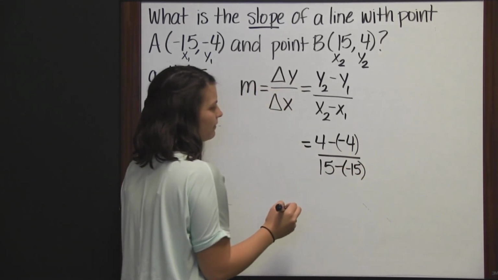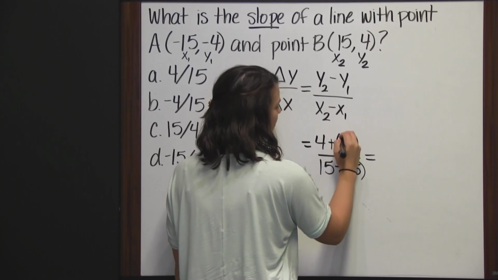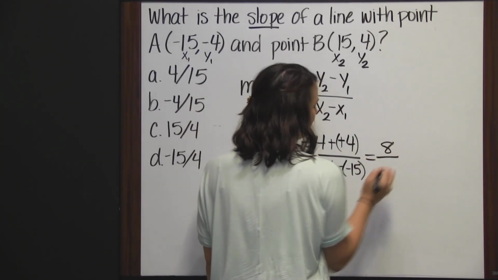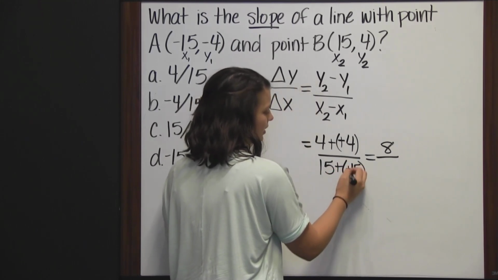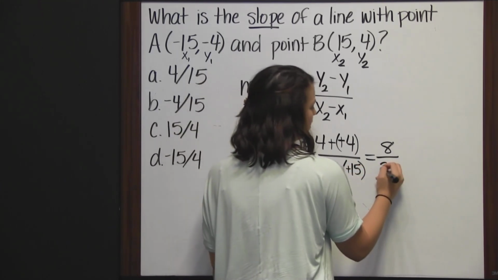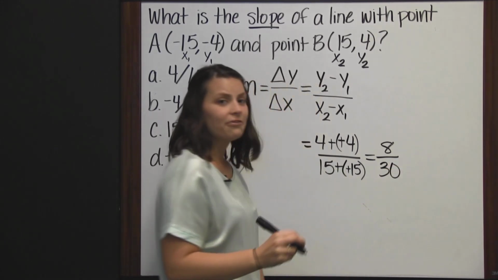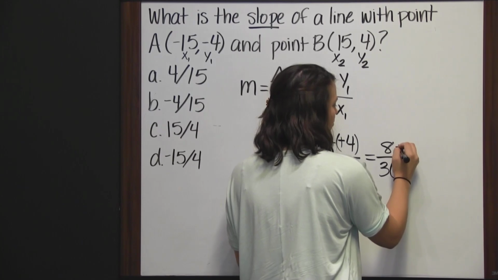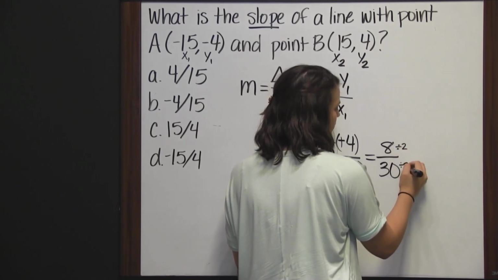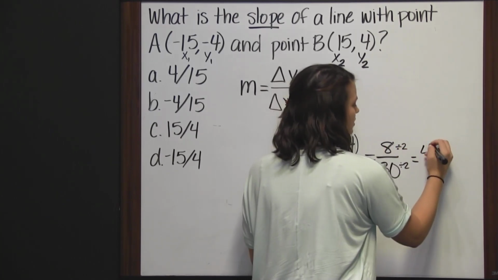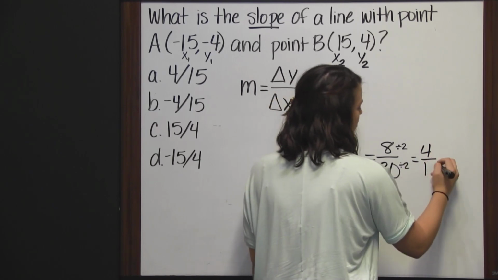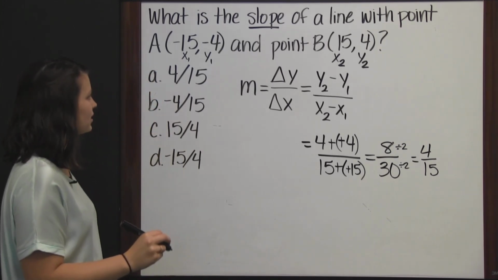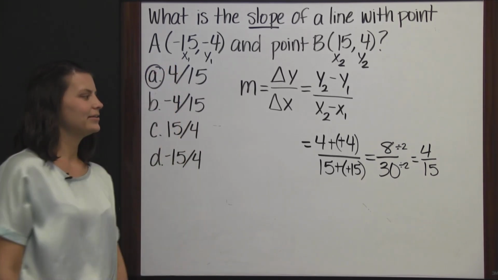And then we simplify. So we can add the inverse, and 4 plus 4 is 8, divided by, and again we can add the inverse, and 15 plus 15 is 30. Now finally we need to simplify our fraction. So we can divide both the numerator and the denominator by 2. 8 divided by 2 is 4, and 30 divided by 2 is 15. So that means that our slope is 4/15, which is answer choice A.